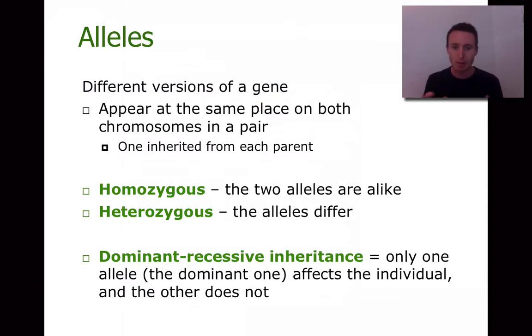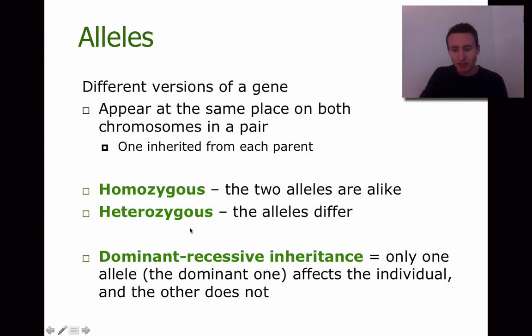So bear with me for a moment. If I get two dominant copies, one from mom and one from dad, they are the same. They are both dominant. So they're the same. That is known as homozygous. If I get one dominant copy from mom and one recessive copy from dad, they're different. One is dominant and one is recessive. So if they're different, we call that heterozygous.